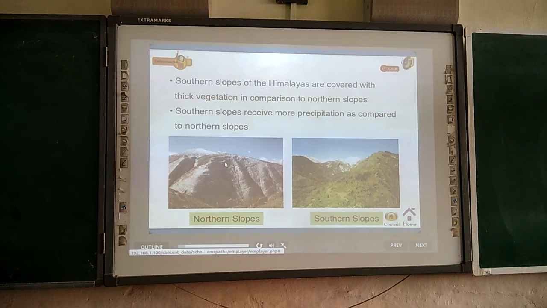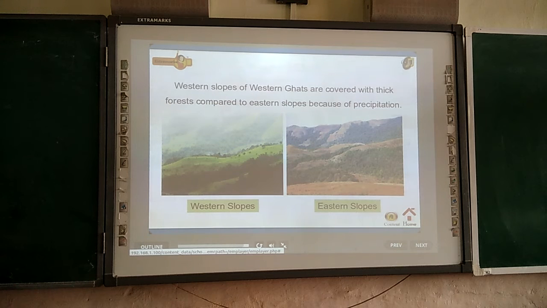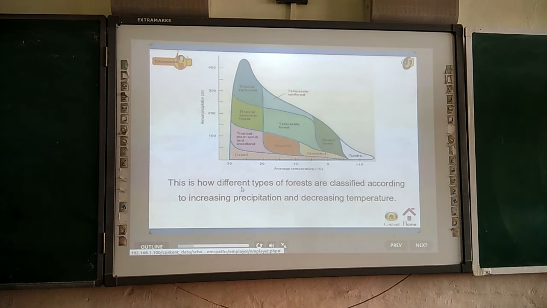The southern slopes of the Himalayas are covered with thick vegetation in comparison to the northern slopes. This is because the southern slopes receive more precipitation as compared to the northern slopes. Western slopes of the Western Ghats are covered with thick forests as compared to the eastern slopes because of the difference in the received precipitation. This is how different types of forests are classified according to increasing precipitation and decreasing temperature.